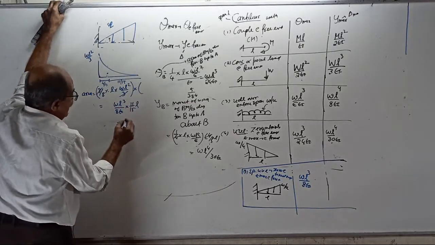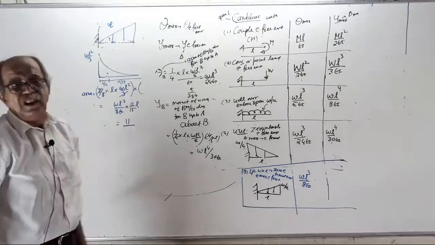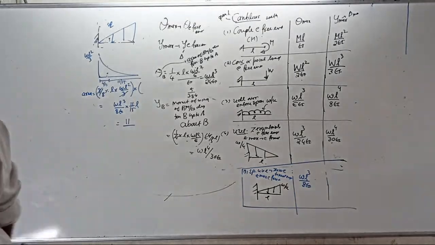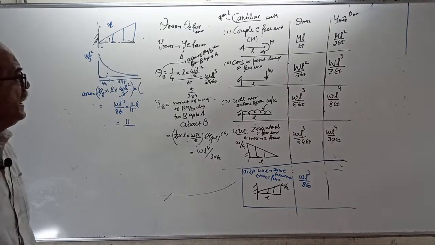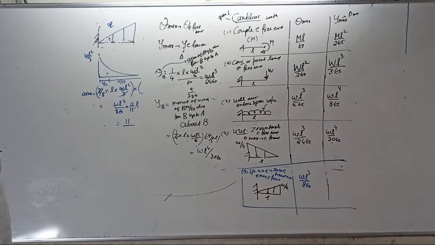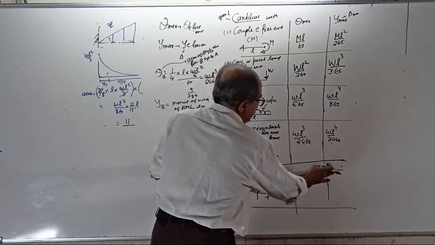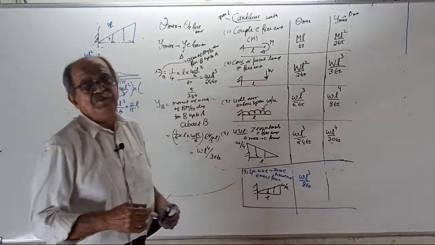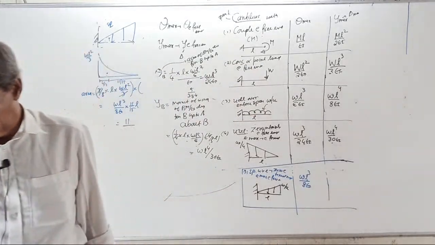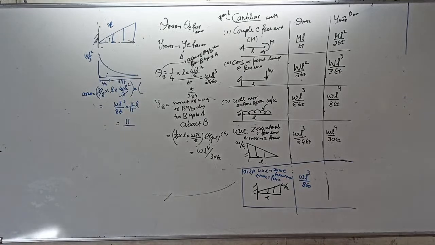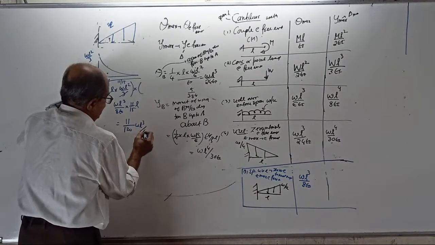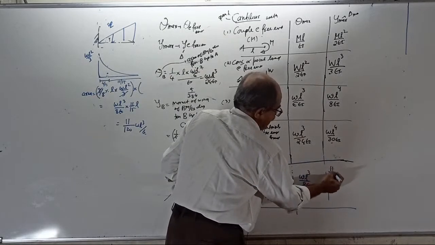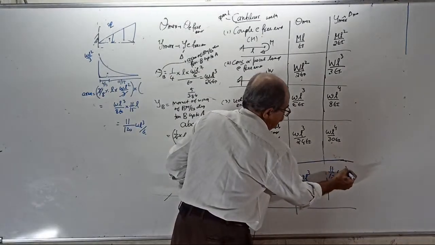Into of L. 11 by 15 into 1 by 8. This is a special case. I will give you some extra hint, maybe after taking one more small break. I want some extra information. I will give everything today. 11 by 120. It will come 11 by 120 WL cube by EI.